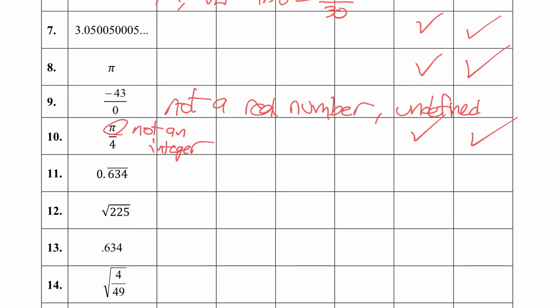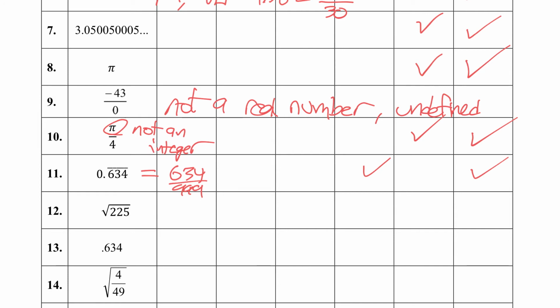So continuing on here, 0.634 repeating. If you check on the Mr. Peters approved calculator, you can definitely find a fraction for this. It should be 634 over 999, which makes it rational and real.